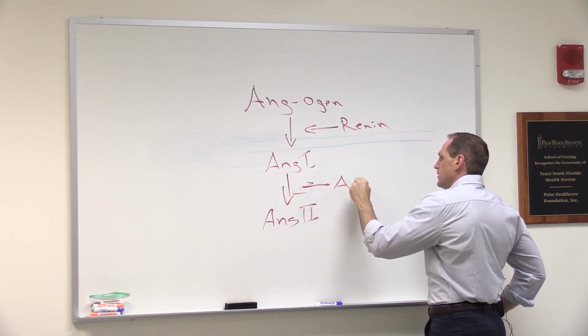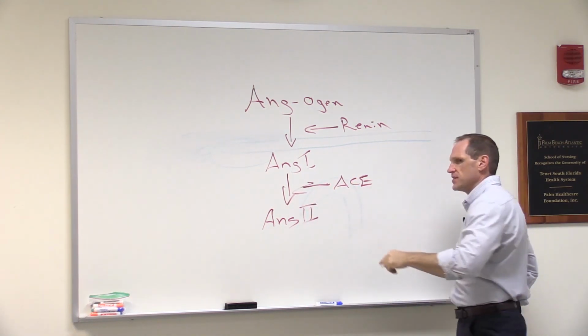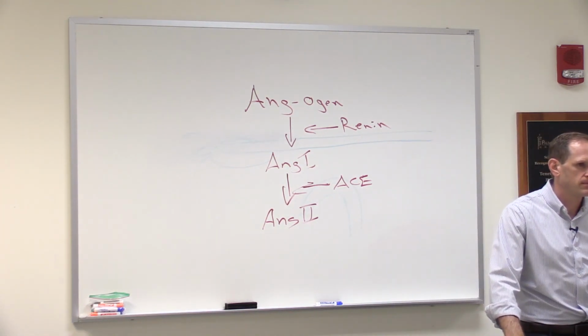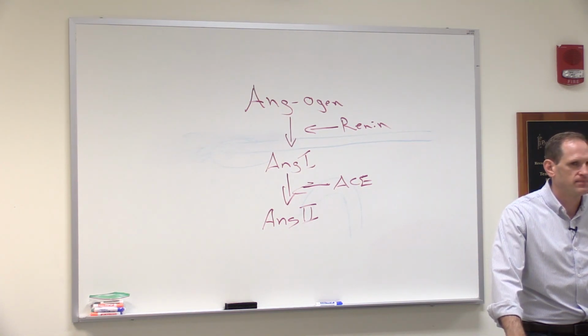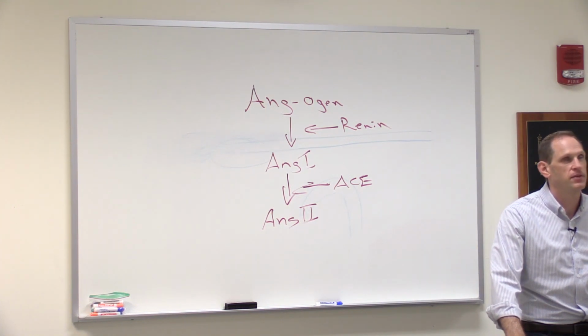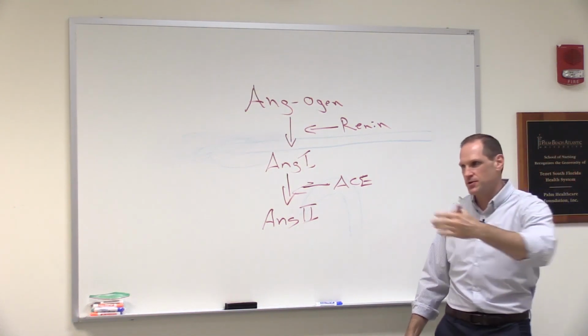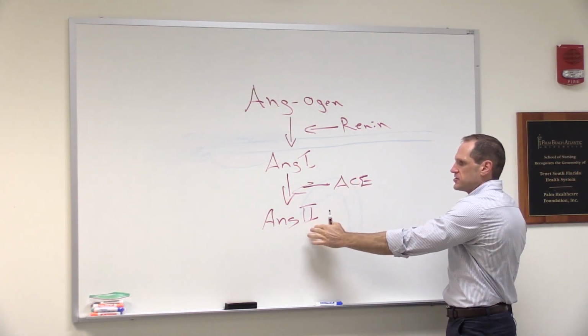ACE, angiotensin converting enzyme. And that enzyme is produced by which organ? It's another organ that starts with L. Not your liver. How many organs are there that start with L? Not lymph nodes. Not liver. Lungs, right. So it's secreted by your lungs, and it's going to cause angiotensin 2.